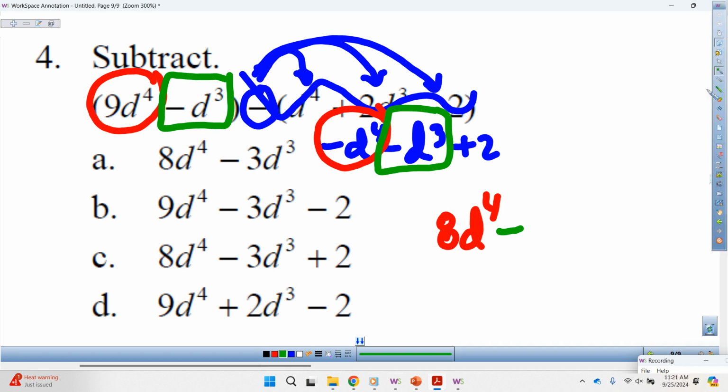Oh, I forgot the 2 on that one. Sorry. Hold on. I forgot the 2 for that one. It became a negative 2d. So it's negative d and negative 2d. That's negative 3d to the 3rd. And lastly, you just bring down the plus 2, sorry. So the correct answer is letter C.